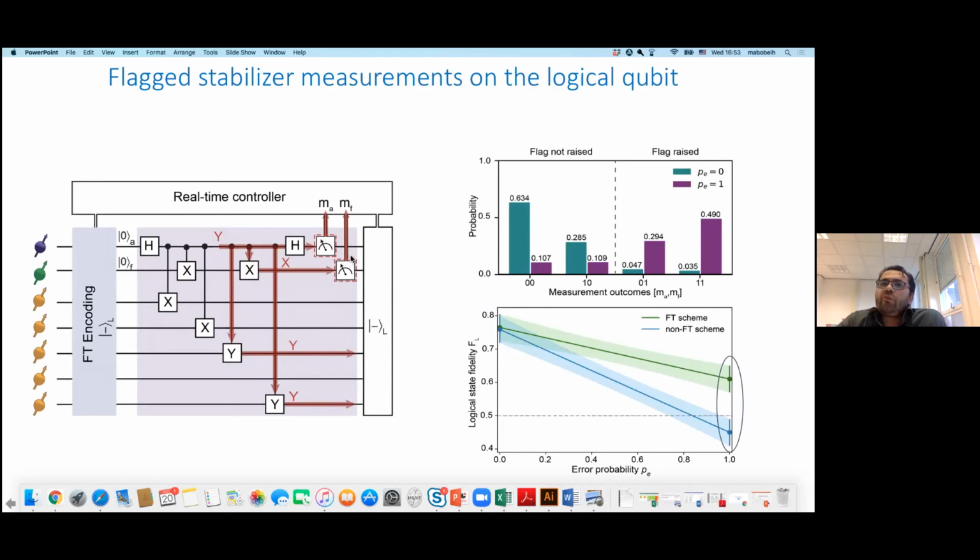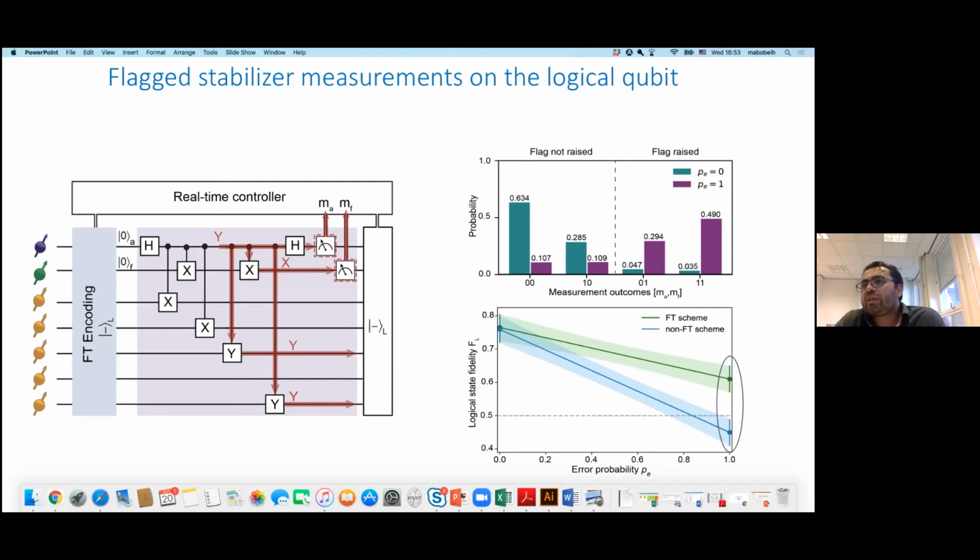So for the fault-tolerant scheme, for which we take the flag outcome into account, we will find that the logical state fidelity will be much higher than the non-fault-tolerant scheme, where we don't take this flag outcome into account. So basically, this non-trivial error is detectable and remains correctable. So the logical state fidelity is partly recovered.